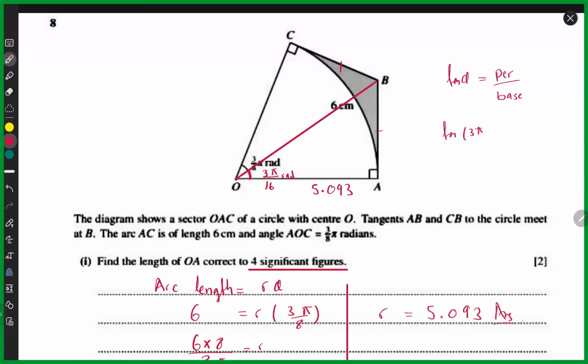Please make sure that your calculators are in radians mode. Miss, how do we make it radian mode? I'll tell you. Just press shift. It depends upon your calculator mode, honestly. Shift and then mode.